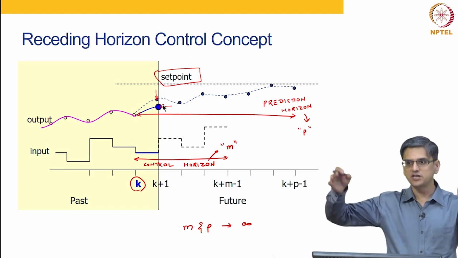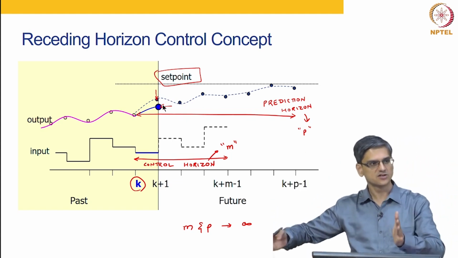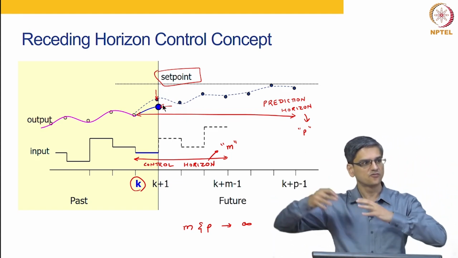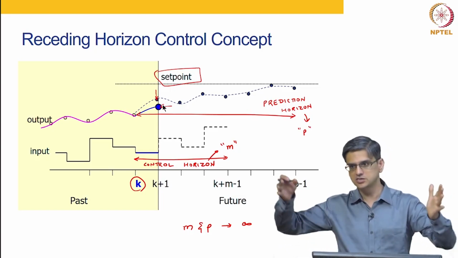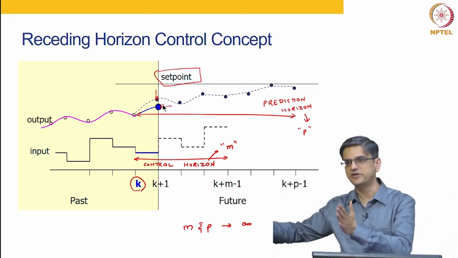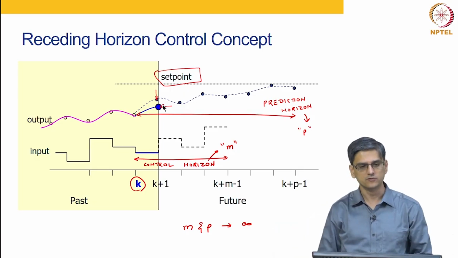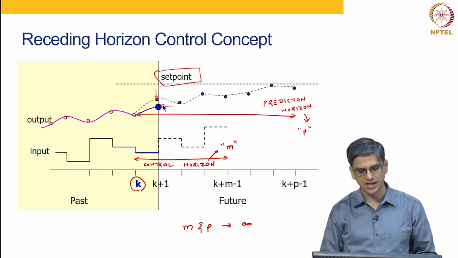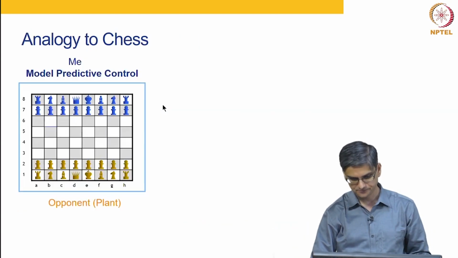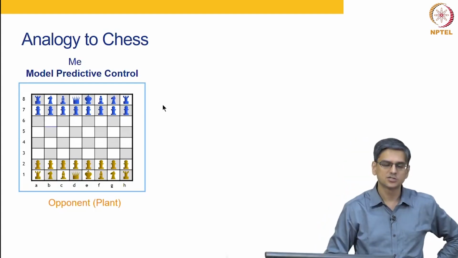So, 10 to 15, 11 to 16, 12 to 17, 13 to 18, this 5 time steps into the future is going to be repeated every time we move in the system, and this is what is known as a receding horizon.